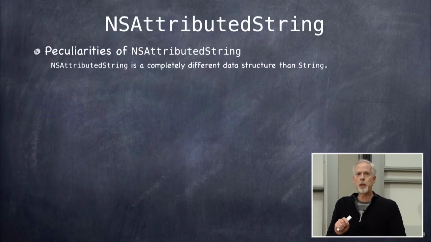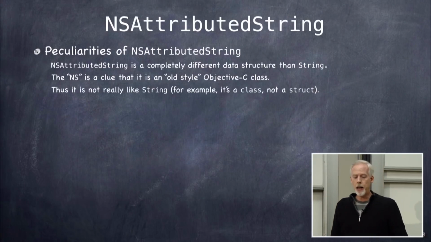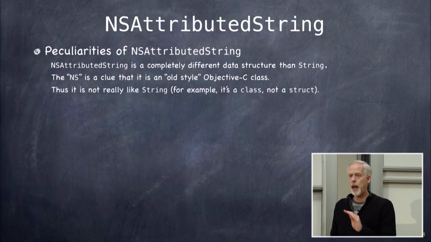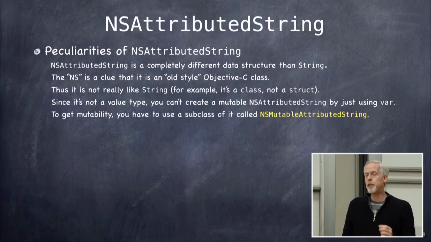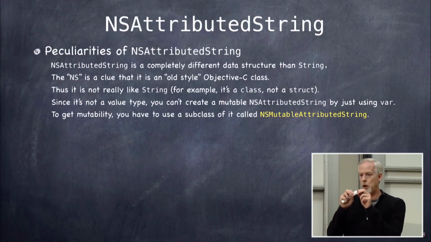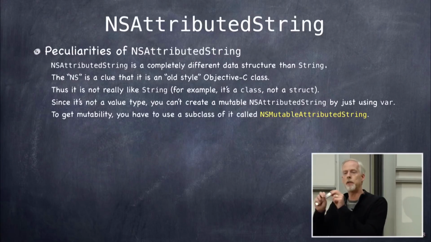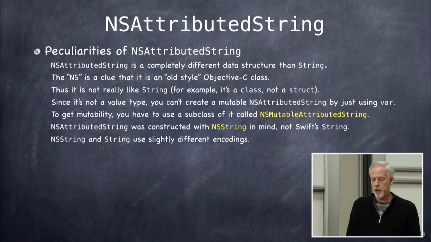I just briefly want to talk about the peculiarities of NSAttributedString. You see that NS at the beginning, and this is kind of an older API. It's not a string, okay? It's a totally different thing. NSAttributedString is a class. It's completely different than String. It works completely differently. Because it's a class, not a struct, you can't make a mutable one by just using var. You have to actually use a different class, NSMutableAttributedString. If you actually wanted to go set the dictionaries on certain characters individually, you would need to use a mutable attributed string, a completely different class there.